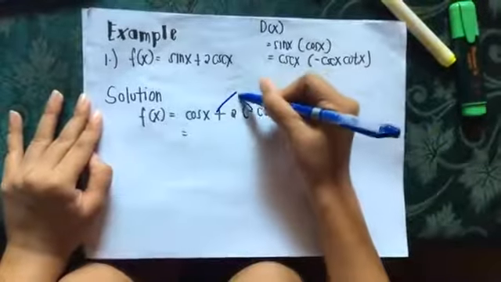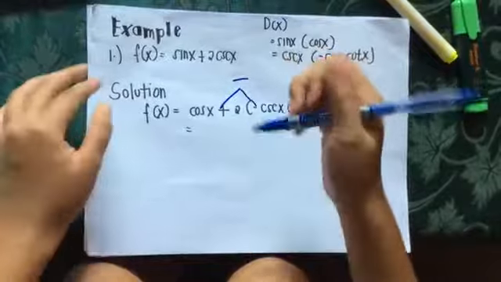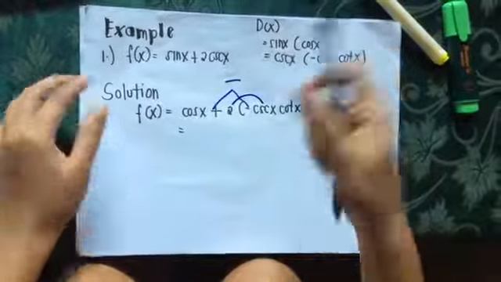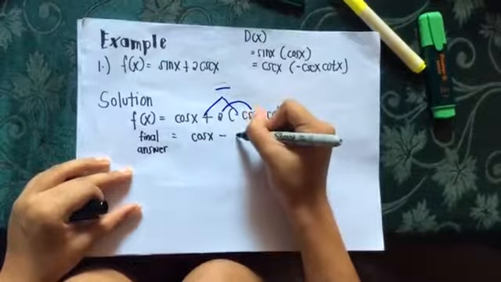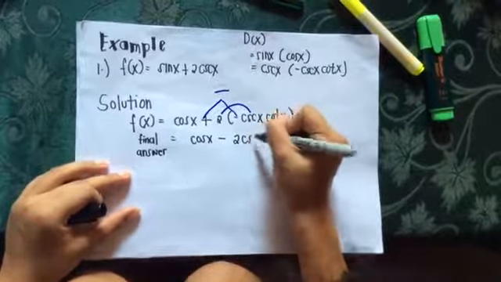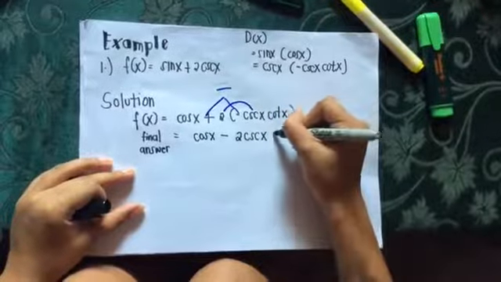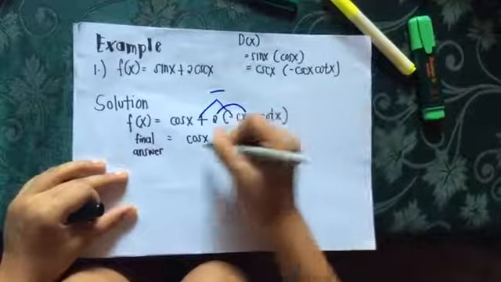Now, for our next step, all we have to do is to distribute the signs. Positive times negative is negative, and then using the distributive property, we will distribute the value of 2 to arrive at the final answer, which is cos x minus 2 cosecant x cotangent x.